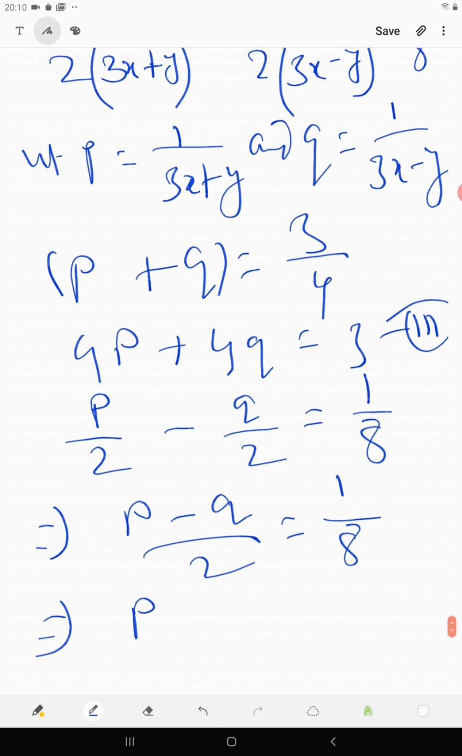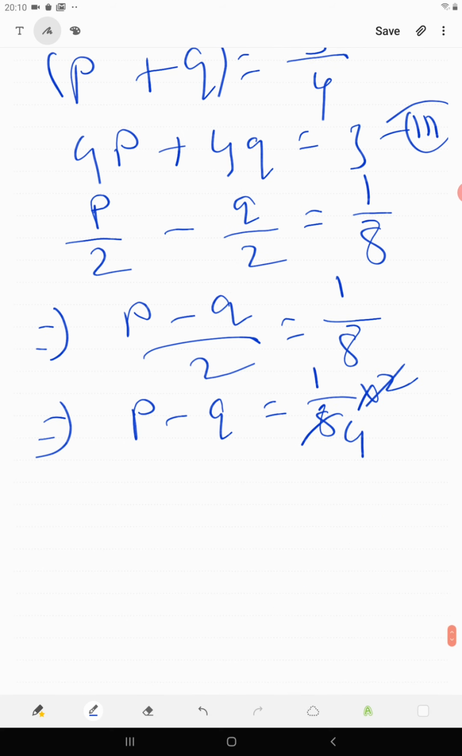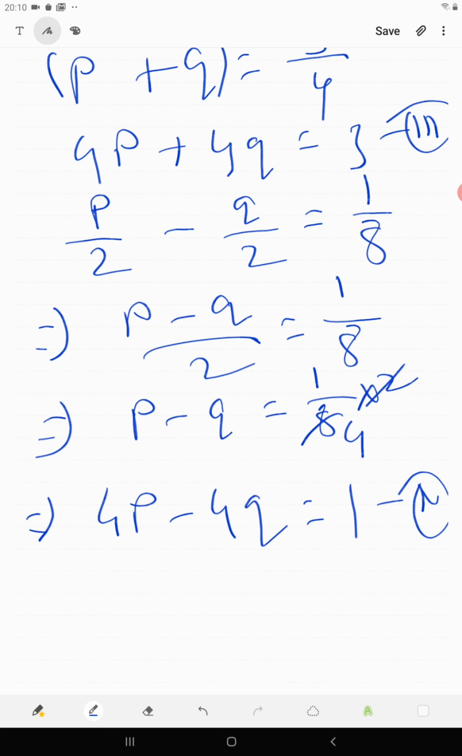So 2 will go towards that. So p minus q equals 1 by 8 into 2, which is 1 by 4. Now this 4 we will multiply in the left-hand side. So it will be 4p minus 4q equals 1. So this is our equation 4.